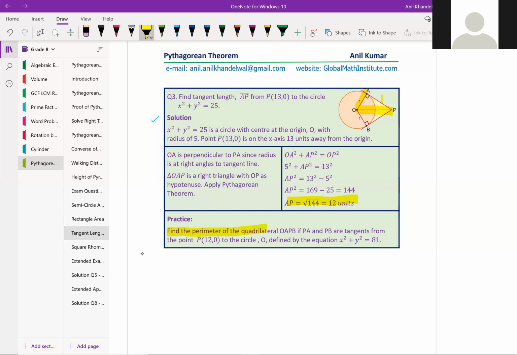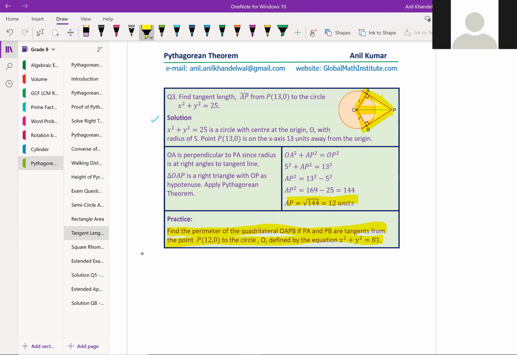So here is a practice question for you. You can always do another question based on this. Can you please read this question? Find the perimeter of the quadrilateral OAPB if PA and PB are tangents from point P (12, 0) to the circle O, defined by the equation x squared plus y squared is equal to 81. Perfect. So we are talking about this quadrilateral shown. So that is an examination question.